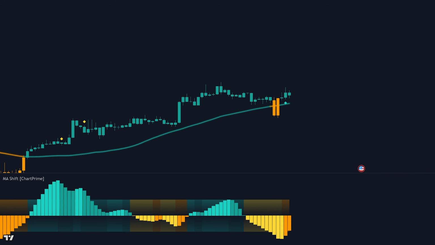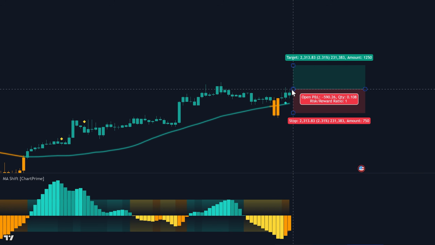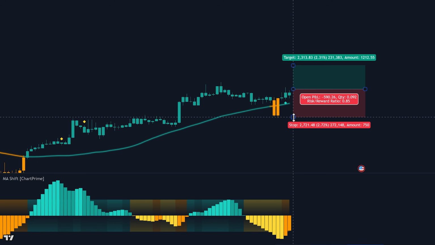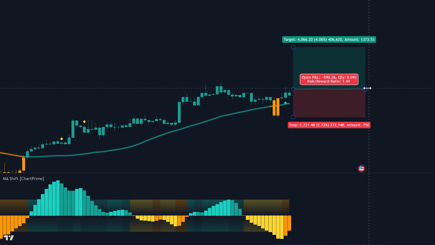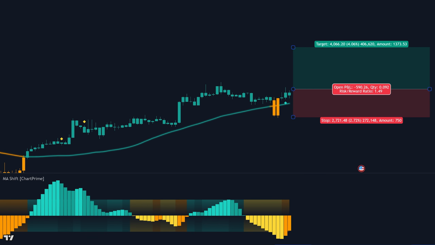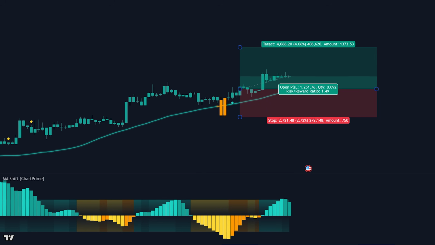Once these rules are met, we enter a buy position on the next candle. We place our stop loss below the recent swing low, or key support level, to allow some breathing room. We aim for a risk-to-reward ratio of 1 to 1.5. Looking at the chart, you can see this trade ended up profitable as price continued moving higher.